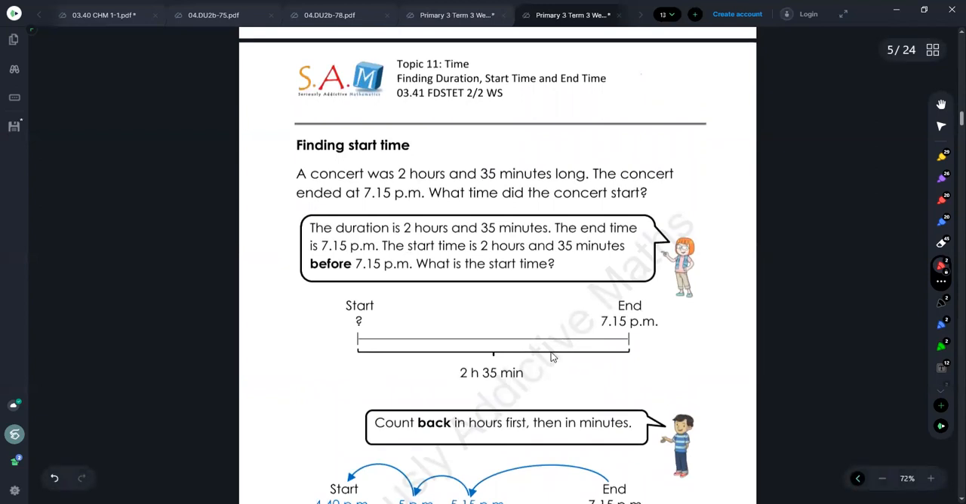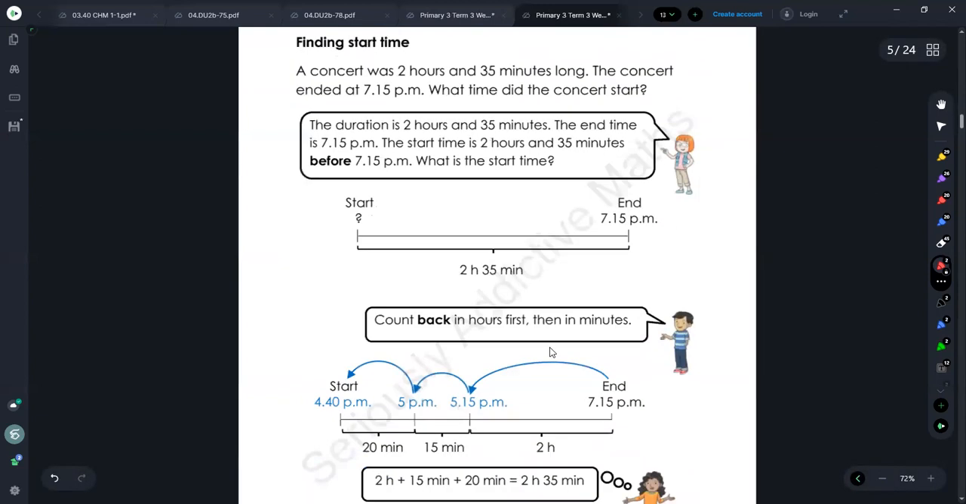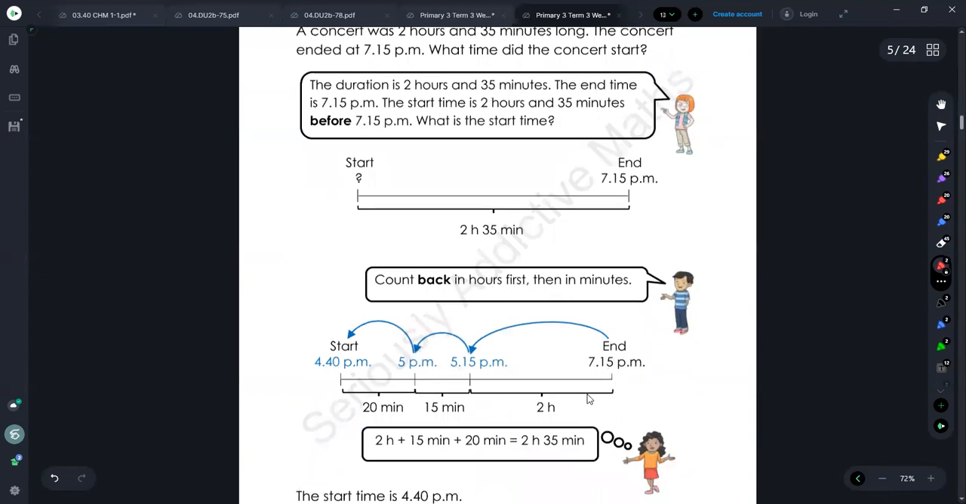So the end time is given. Now they work backwards. It's the same approach, except now you're doing it backwards. So the duration is 2 hours. Ask them, 7:15, you work backwards by 2 hours, what would that be? So they can figure out it's 5:15 here. That's 2 hours.